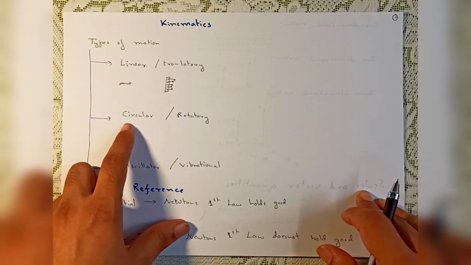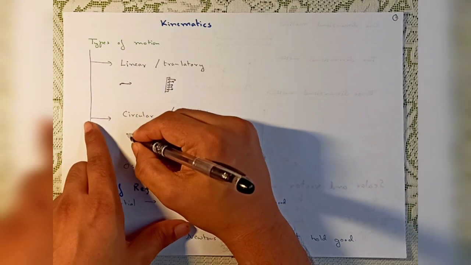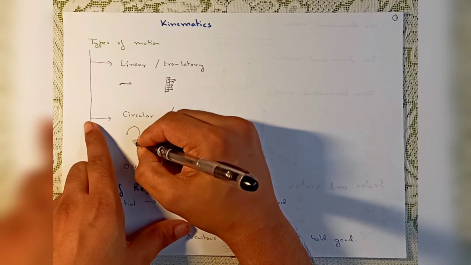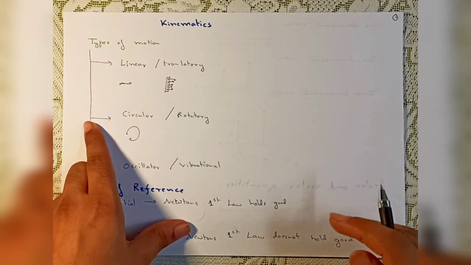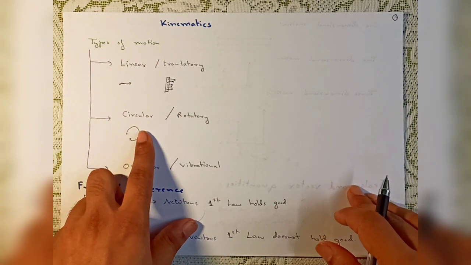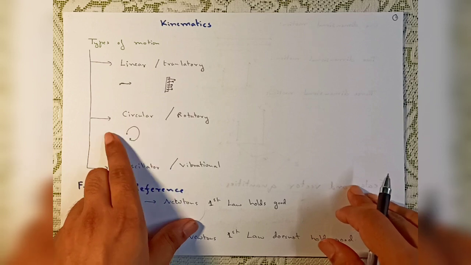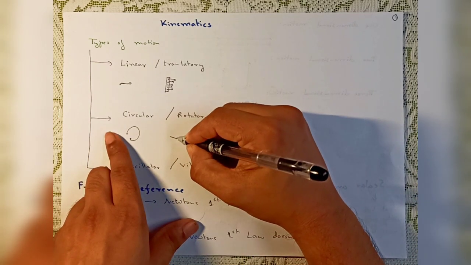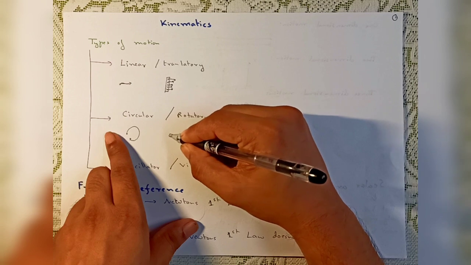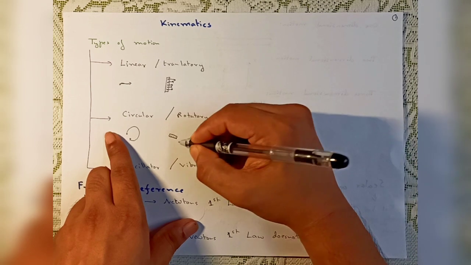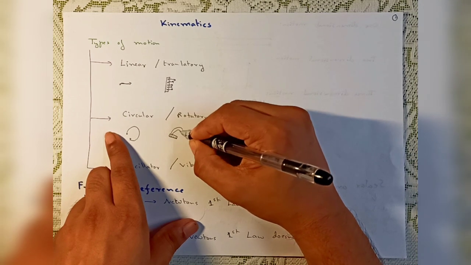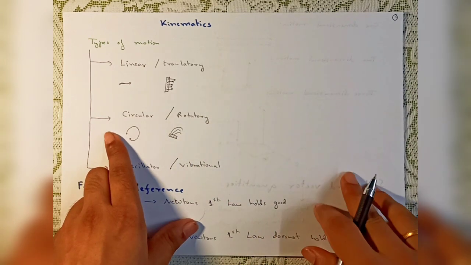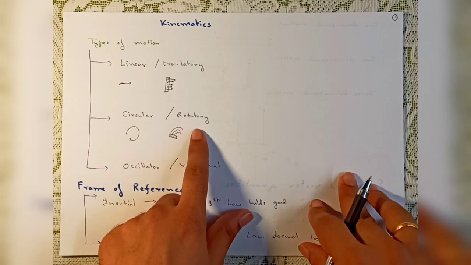Then circular motion. When we consider only a point moving in a circle, then that type of motion is known as circular motion. And when we consider a body, and then we consider each and every point in the body moving in a circular motion, then this is known as rotatory motion.